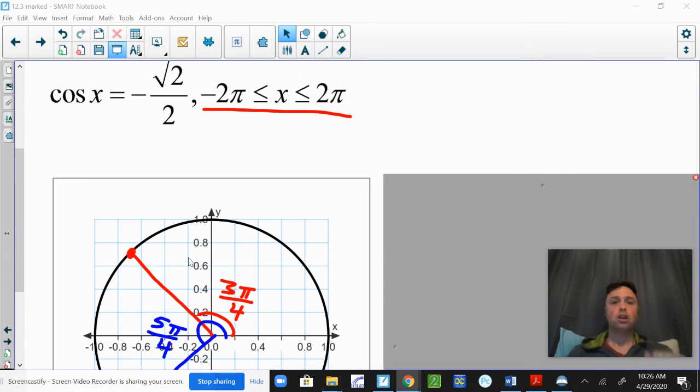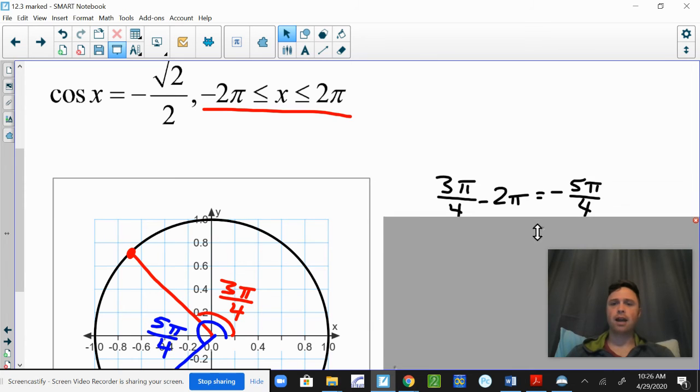So the second thing to note is that we're dealing with a domain here of negative 2 pi to positive 2 pi. So I have two solutions here, but there are others, and I can find those by just either adding or subtracting 2 pi from the two solutions that I've got. So these two solutions that I've got from my unit circle are both in the upper end here. If I add 2 pi here, I'm going to be outside of my domain. So instead, I'm just going to subtract 2 pi from each of those solutions.